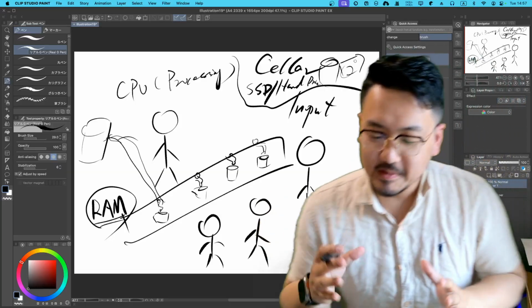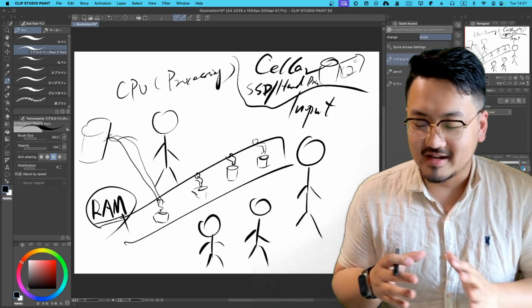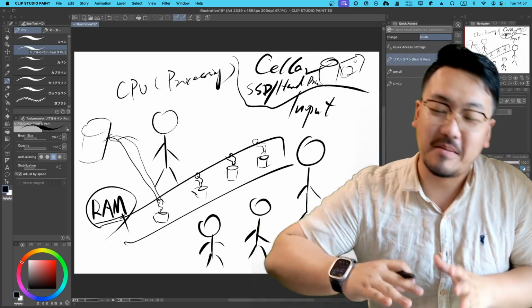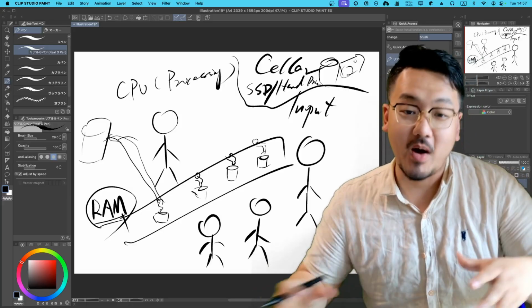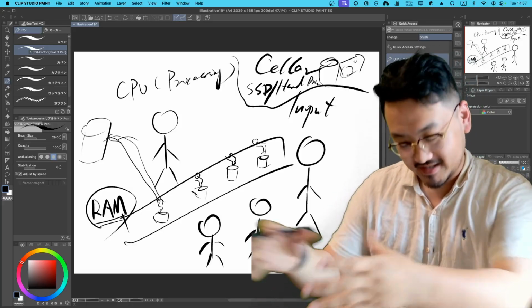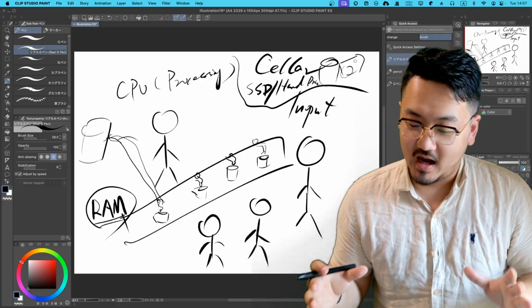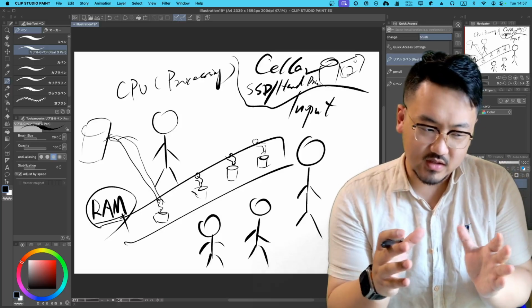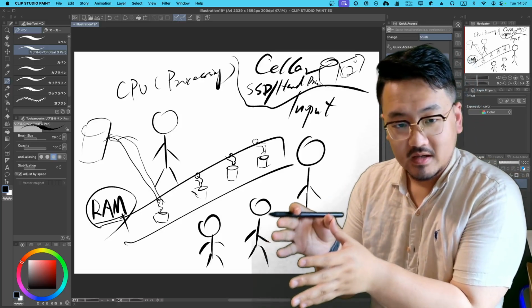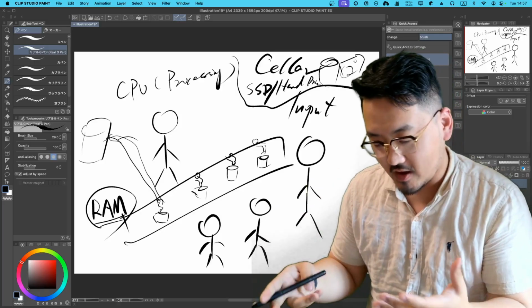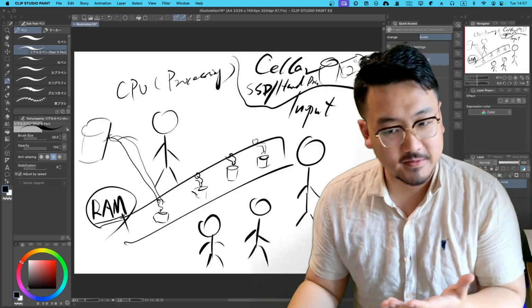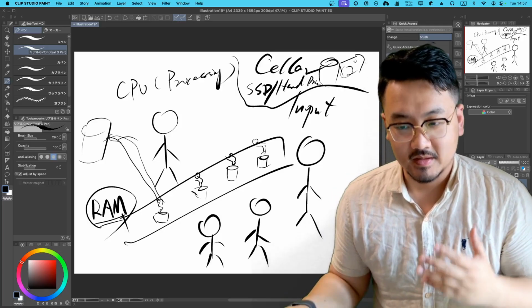That basically is how I quickly memorize the different parts in a computer using different scenarios, because I believe if you memorize things using a specific scenario, it's easy for you to memorize and it makes sense.